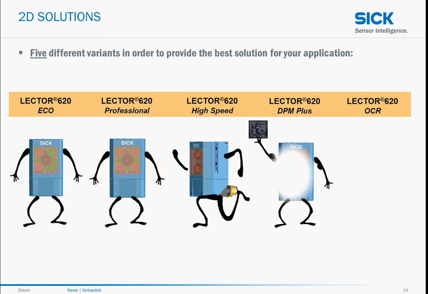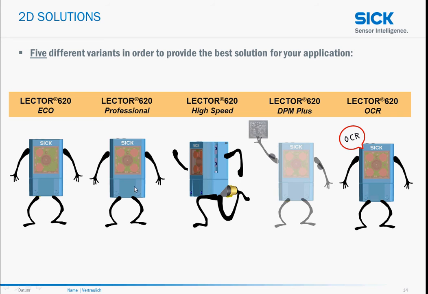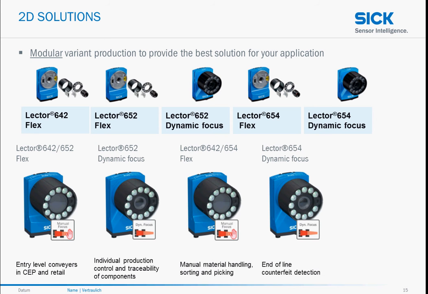And then the 2D solutions, there are 5 different variants, but in reality all you need to remember is the Professional and the Eco. Big difference with the Eco, you notice there's a couple of lights missing. The Eco comes only with a cable and using USB to get the image, whereas the Professional gives you USB and it gives you the Ethernet. If you're working with a high-speed application or with a DPM or with an OCR, you'll be speaking to Neil or myself. So I would suggest you focus mostly on these 2 units and their performance capabilities.